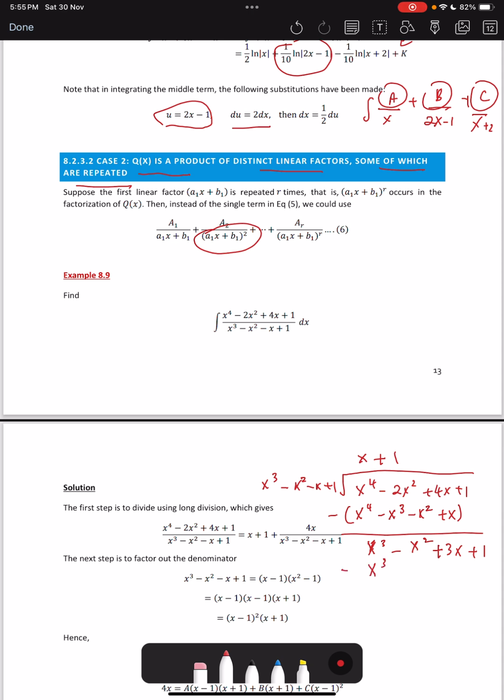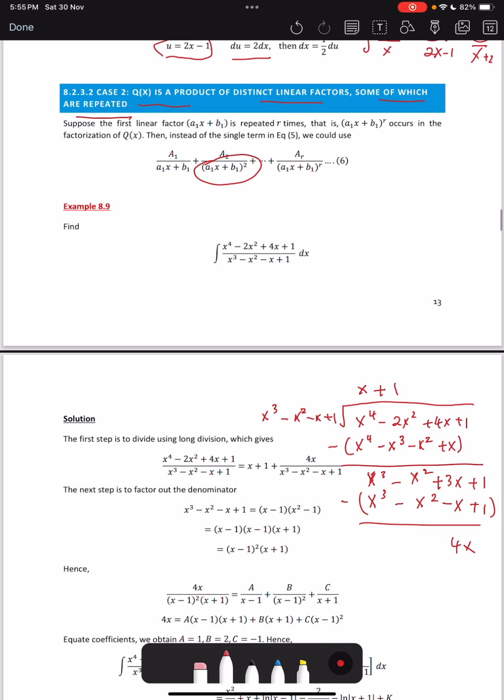So 1 times x cubed minus x squared minus x plus 1. So x cubed minus x cubed is 0. Negative x squared plus x squared, you get 0. 3x plus x, we get 4x. 1 minus 1, you get 0. So the answer will be x plus 1 plus 4x divided by this thing. Okay, that's how you get this.